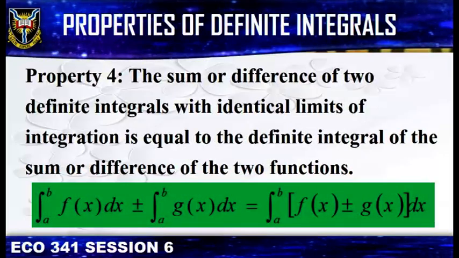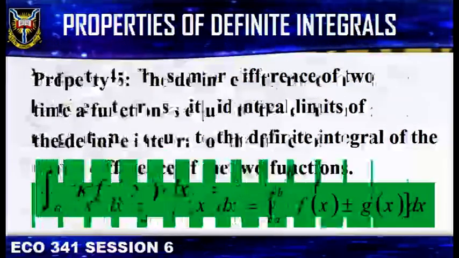Property 4. The sum or difference of two definite integrals with identical limits of integration is equal to the definite integral of the sum or difference of the two functions. Integral f of x dx, upper limit b, lower limit a, plus or minus integral g of x dx, upper limit b, lower limit a, is equal to integral of f of x plus or minus g of x dx, upper limit b, lower limit a.